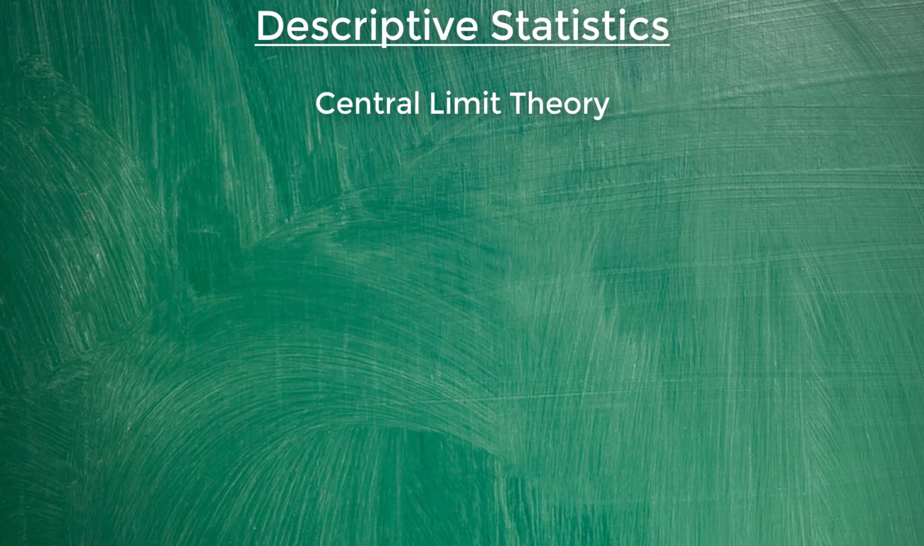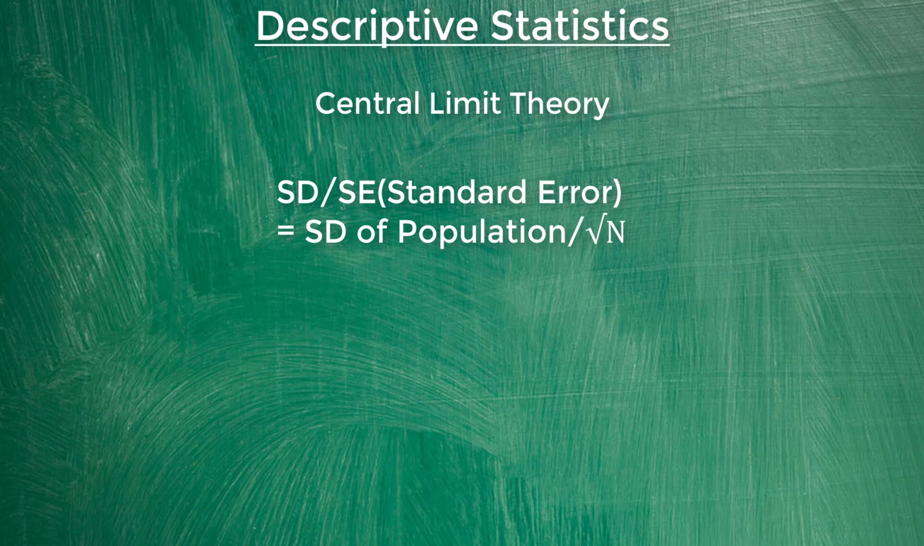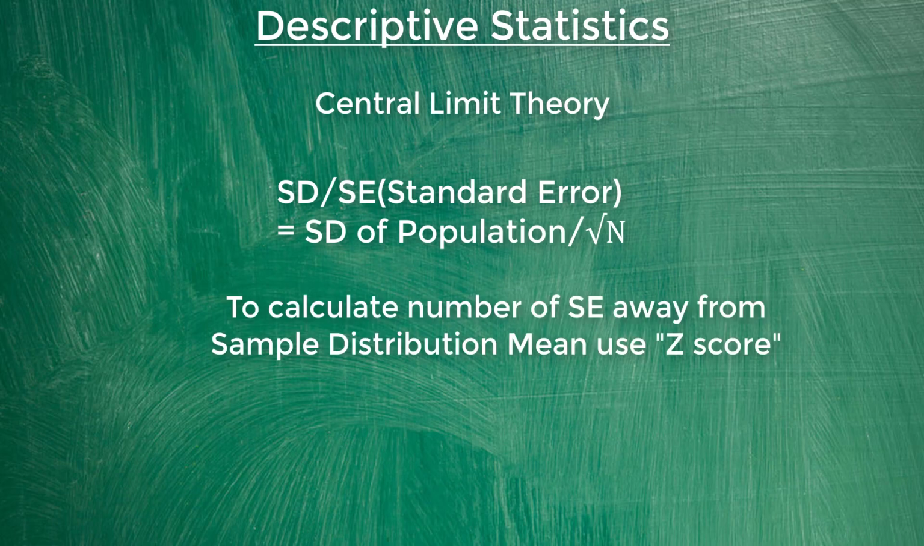So now to get the number of standard errors our observation is away from the mean, we can use the Z-score formula, that is, the statistic mean which we have calculated, subtract the mean of the population, divided by the standard error that we have calculated. So you know that we are relatively close to that of the population distribution.